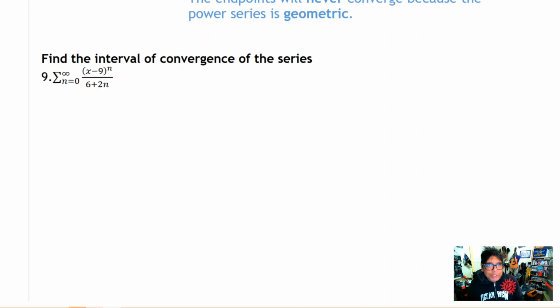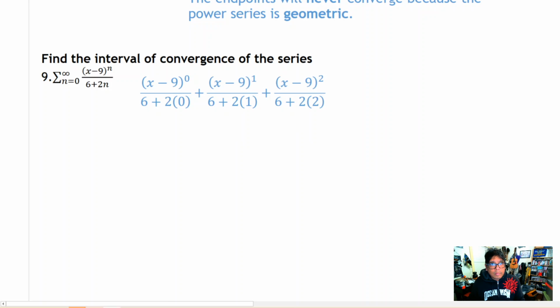Now if it's a geometric series, things get really easy for the interval of convergence. And if it's not a geometric series, of course, things are a little bit more difficult. So let's write out the first 4 terms and see if this is actually geometric. Well, that certainly doesn't look geometric to me.